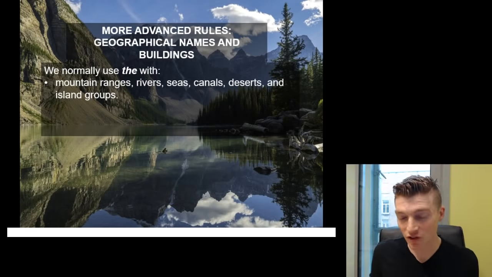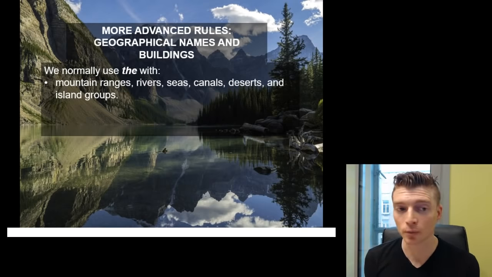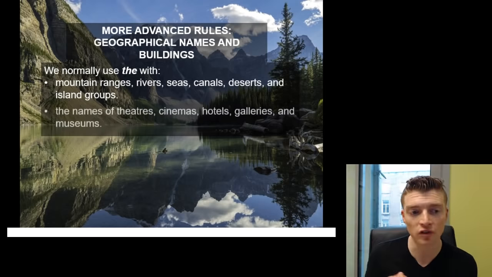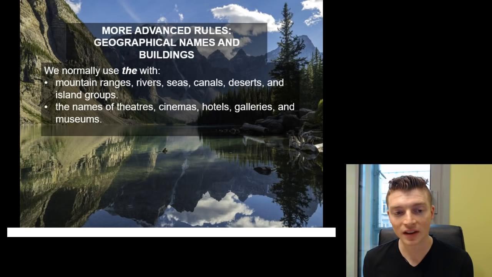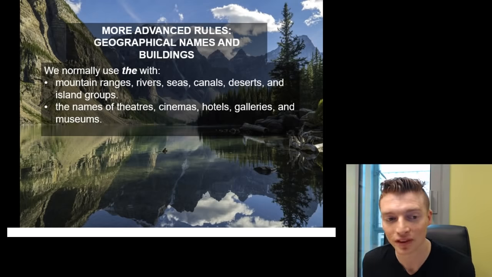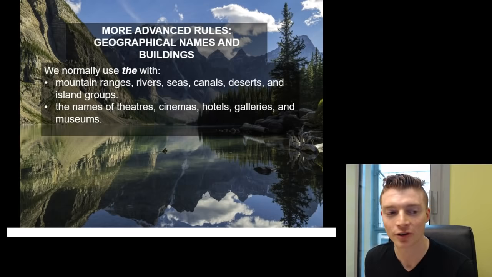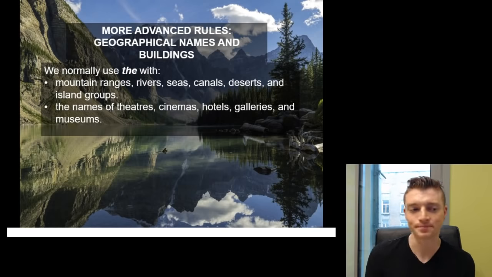We always use the with rivers. With seas, so earlier on in our lesson, we looked at the Atlantic Ocean. With canals, deserts, the Sahara Desert, and also island groups. So with all of these things, we use the. And we also use the with the names of theaters, cinemas, hotels, galleries, and museums. So you can have the Hilton Hotel, the National Gallery. Okay, in Dublin, we have a very famous cinema called the Savoy.